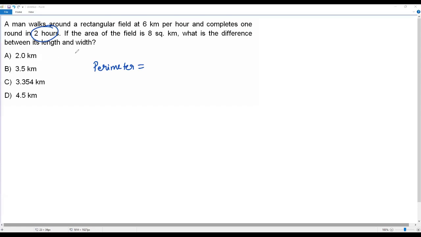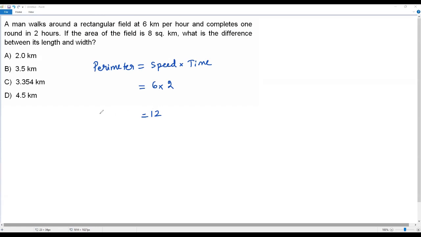There is a formula to find the distance: the speed has to be multiplied by time. Here the speed of the man is given, that is 6 km per hour. It has to be multiplied by the time taken, that is 2 hours. So 6 times 2, we get 12 kilometers. The perimeter of the rectangular field is 12 kilometers.